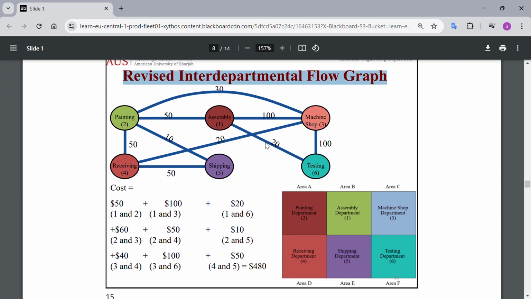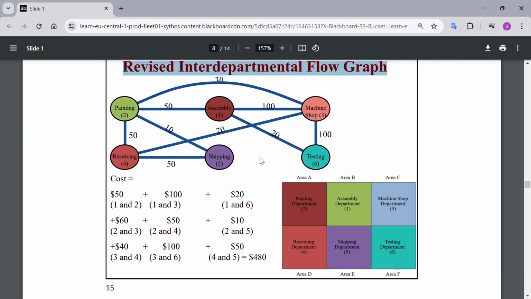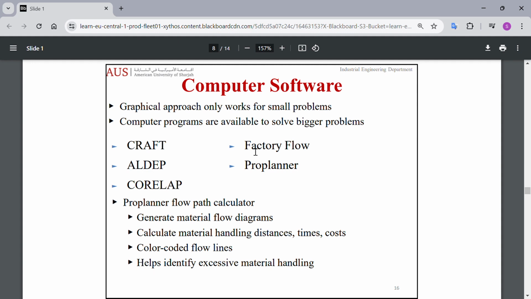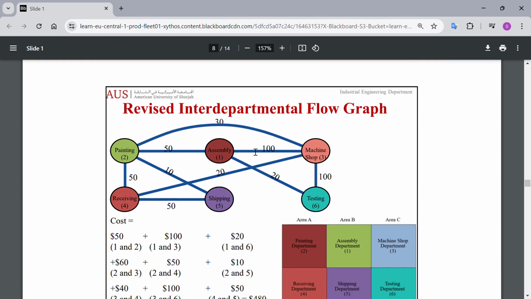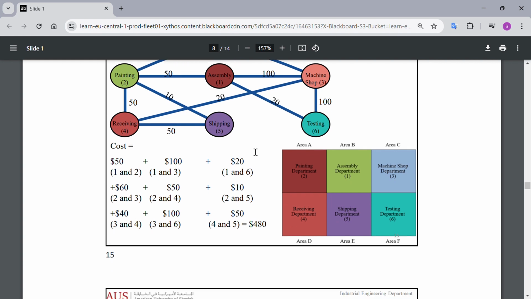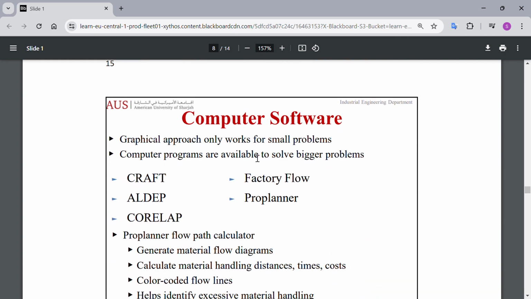Okay, so this is our revised interdepartmental flow graph. This is our cost, and we can maybe model this and try to minimize this. There are different ways we can do this. So, computer software: the graphical approach only works for small problems. This is a basic problem that we can draw a graph for and try to find the minimum, like a little puzzle. But the thing is that we have more complicated, bigger problems.